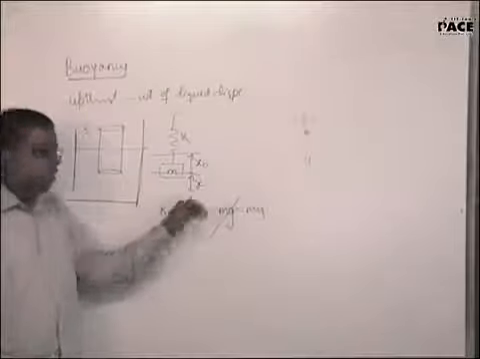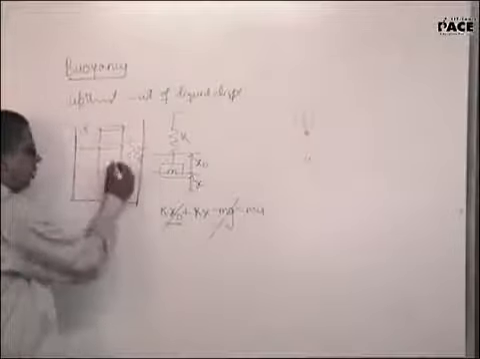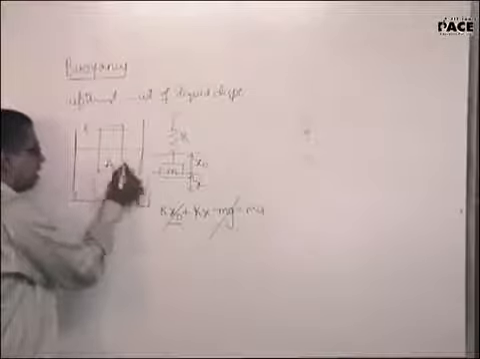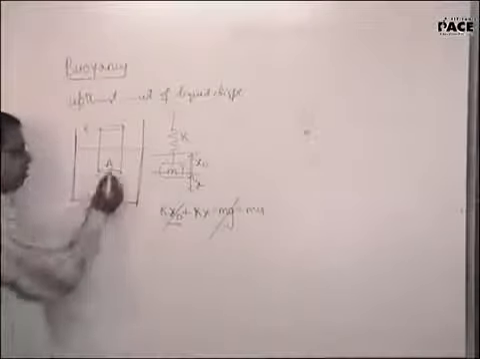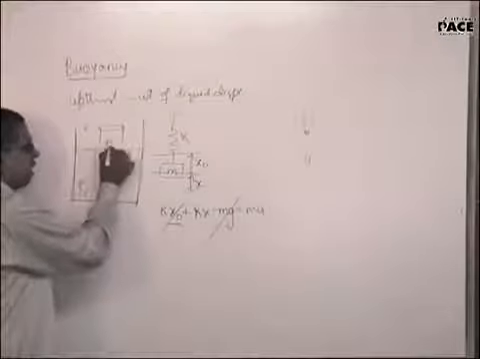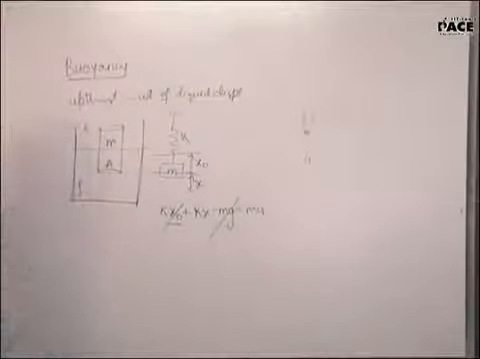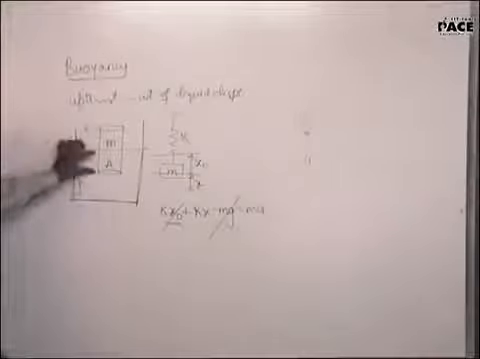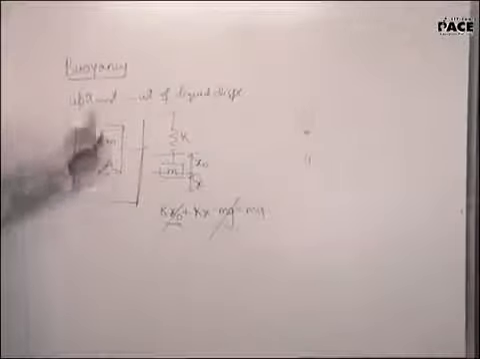Here also, the weight of the block and buoyancy are being balanced. A is the area of cross section of the cylinder. Rho is the density of the liquid. M is the mass of the cylinder. So, this volume of the liquid displaced is balancing out mg.